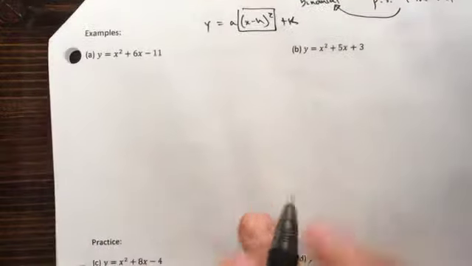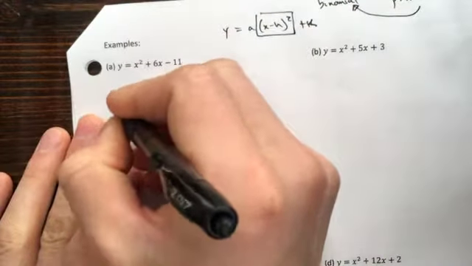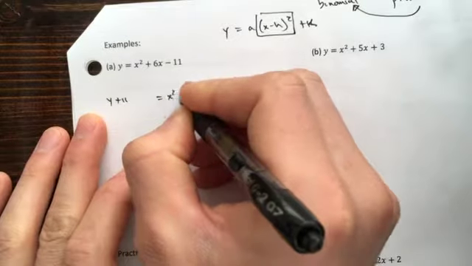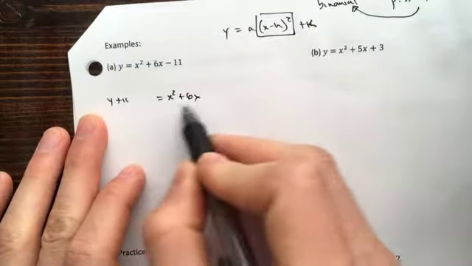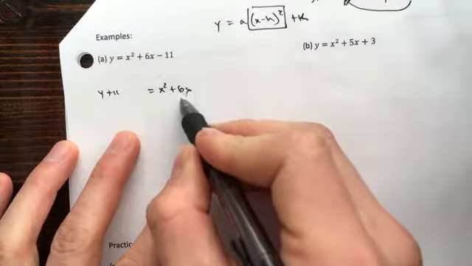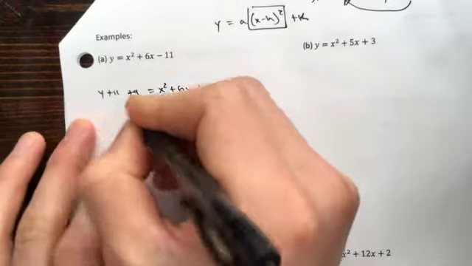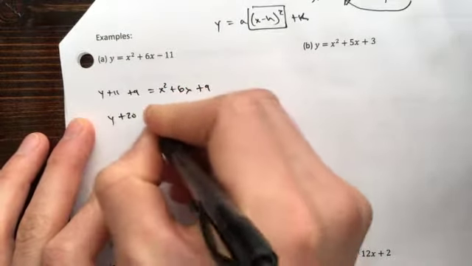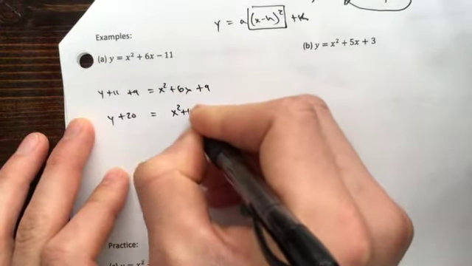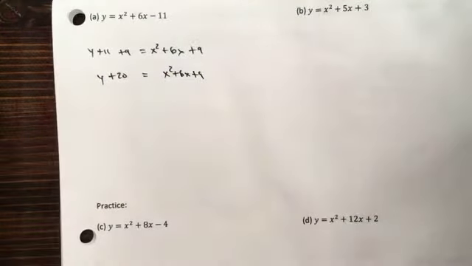So to complete the square, first of all, we're going to get rid of this pesky number and say, let's write it as y plus 11 equals x squared plus 6x. So this is the thing we want to complete the square on. So we're going to divide 6 by 2 to get 3, then square it, add 9 to both sides. Now we've got y plus 20 is equal to x squared plus 6x plus 9. Got to remember to add it to both sides, otherwise it's not balanced.